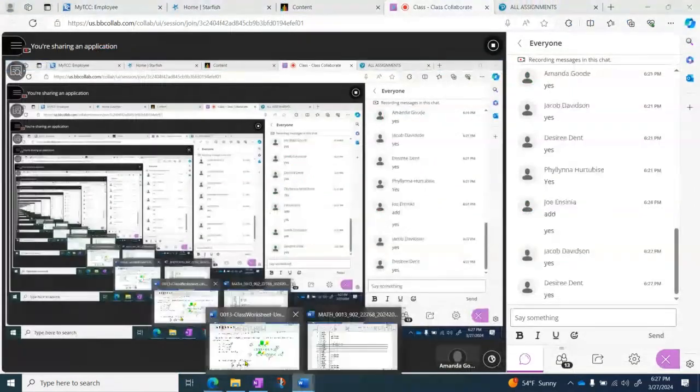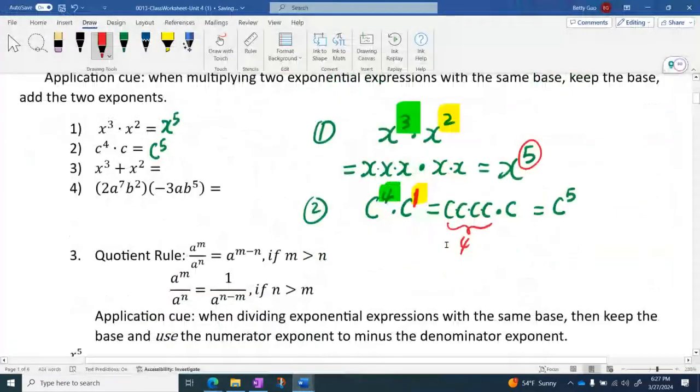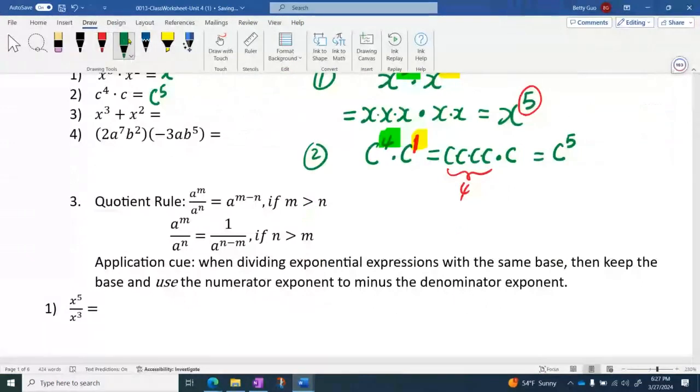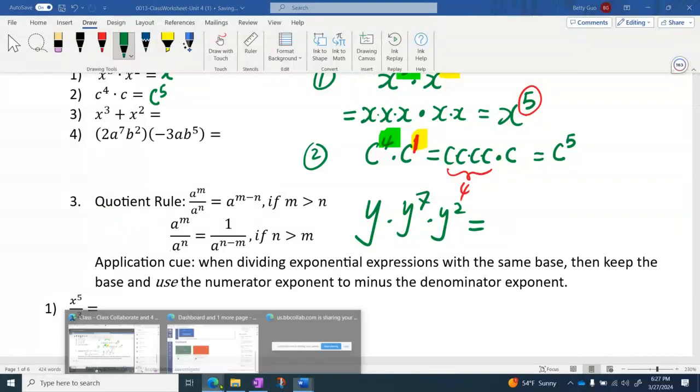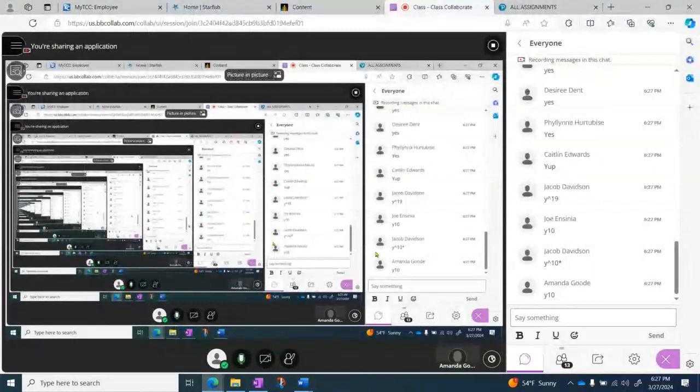Awesome. If you understand, then please try this on your own. Try this. y times y to the power 7 times y to the power 2. Try to simplify this expression. Simplify the expression. y times y to the power 7 times y to the power 2. And what do you have? y to the power 10.